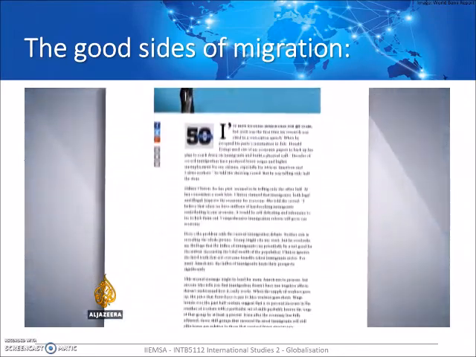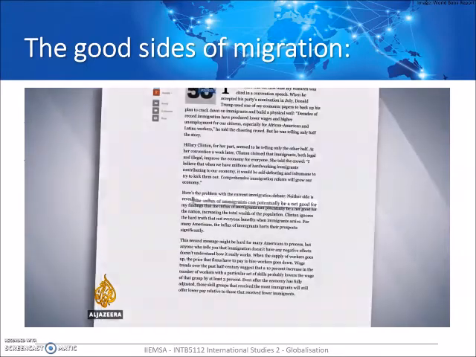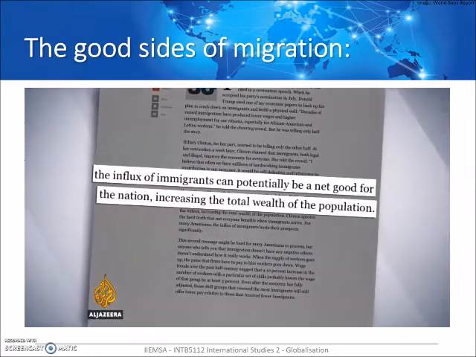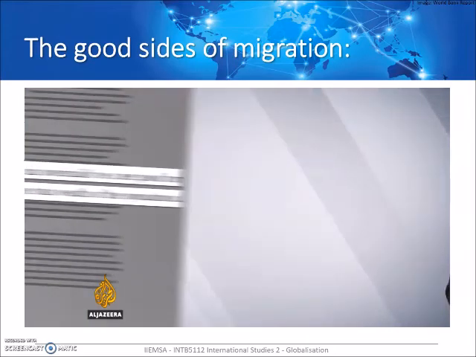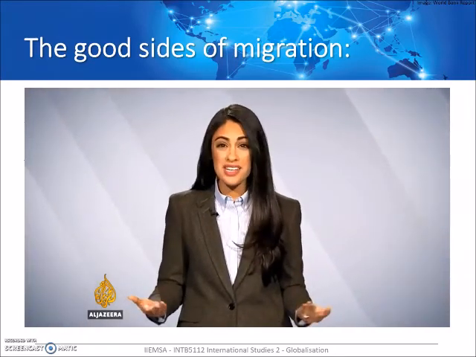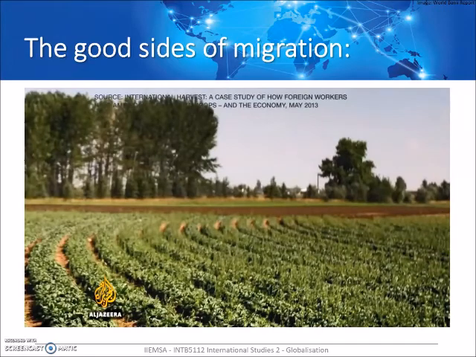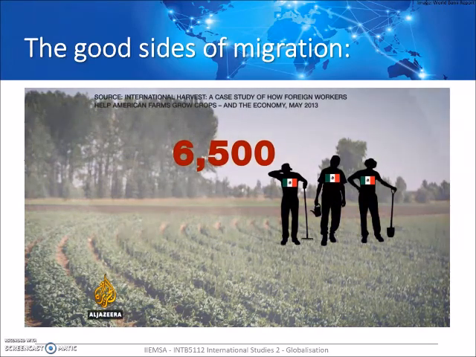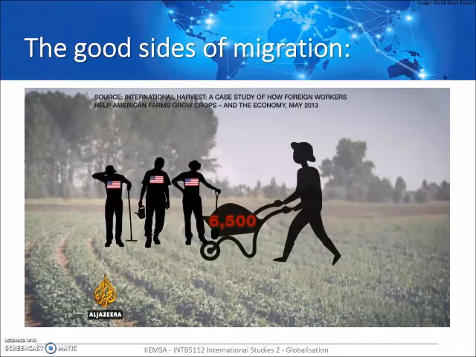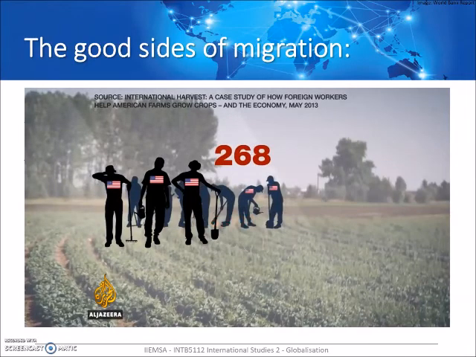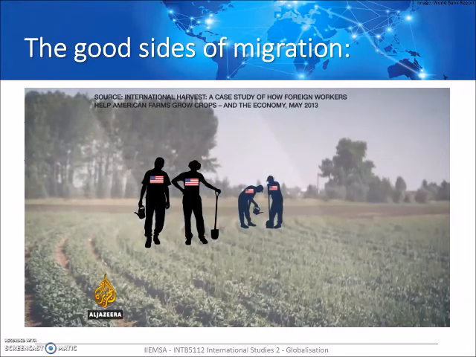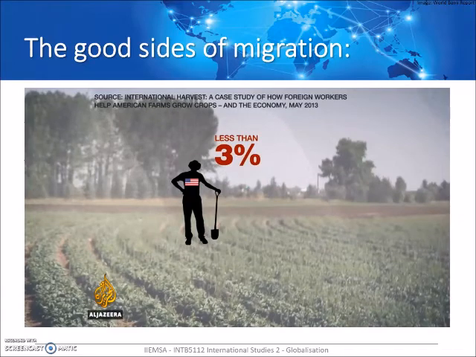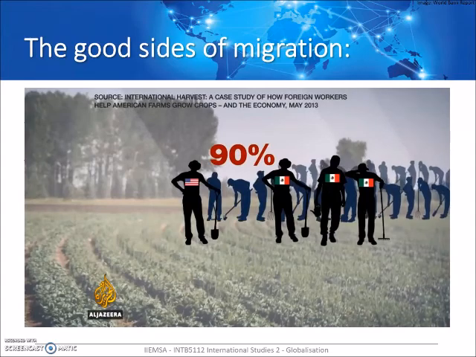And the author of that report even wrote in 2016, the influx of immigrants can potentially increase the total wealth of the population. And do natives even want the jobs that many immigrants have? One U.S. experiment took 6,500 farm jobs that Mexican migrants usually did and offered them exclusively to unemployed Americans. But only 268 people applied, more than half quit a month later, and less than 3% of Americans actually finished the job, while 90% of Mexicans did.